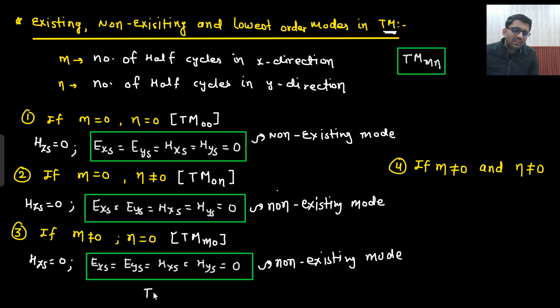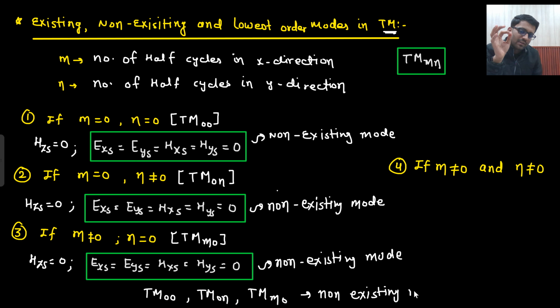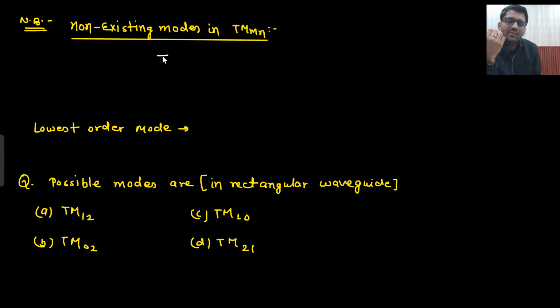So what can you never see? TE00, TM00 you can never see, TM0N you can never see, and TMM0 you can never see. These modes are non-existing modes. And certainly this is an existing mode. Okay. And how will you remember? What are the non-existing modes? TM00, TM0N and TMM0. So in the subscript you can never have 0.